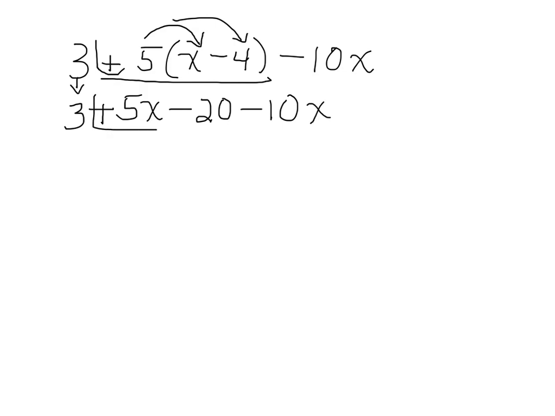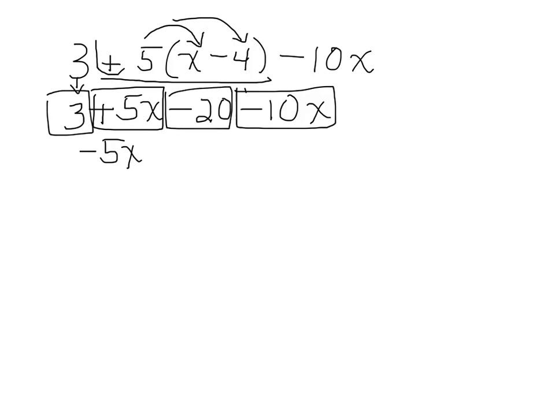When I combine those, notice I'm including the sign in the box because I can just look at this and say positive 5x and negative 10x is negative 5x. Positive 3 and negative 20 is negative 17. And that means that the sign in front of it is negative. Let's just practice a couple more.